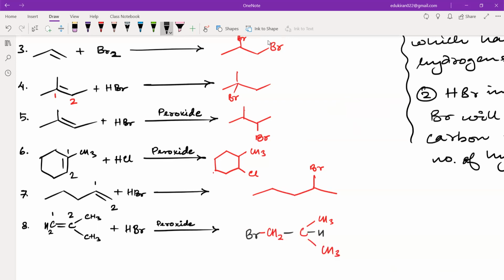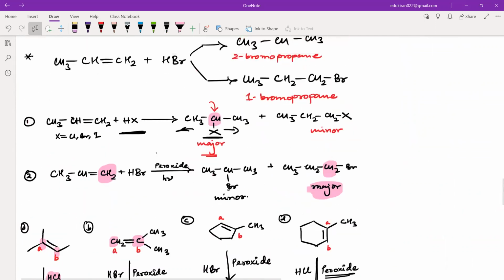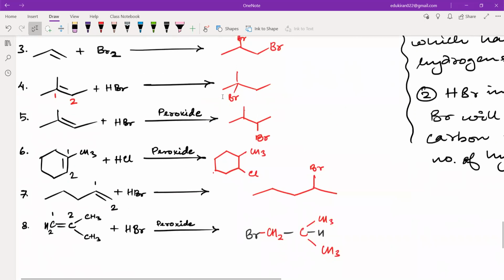Where did you attach the Br? Or on the other carbon. So how are you working with this? I don't understand that. So we had two cases, right? We had two cases. One is, I did this one wrong. Sorry. This will be on the first carbon, because HCl and peroxide, they don't have any issue.